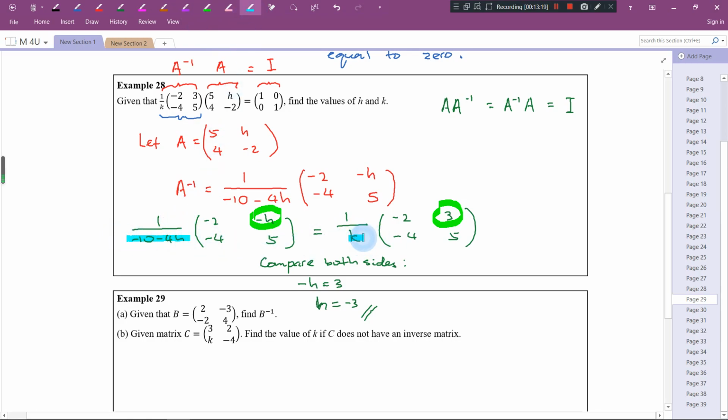This is equal to K, correct? Negative 10 minus 4H is equal to K. And we knew the value of H, which is equal to negative 3. Negative 10 minus 4 times negative 3 is equal to K. So K will be equal to negative 10. Negative negative will give you positive. Okay, so K is equal to 2. K is equal to 2. H is equal to negative 3. So this is the way how we solve this type of question.